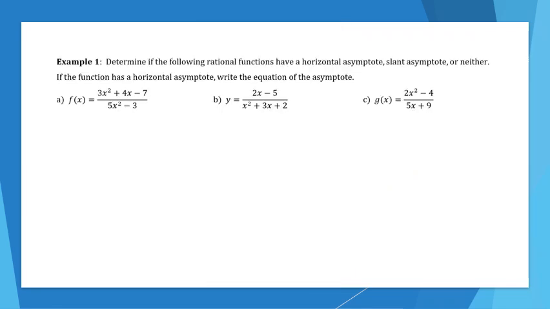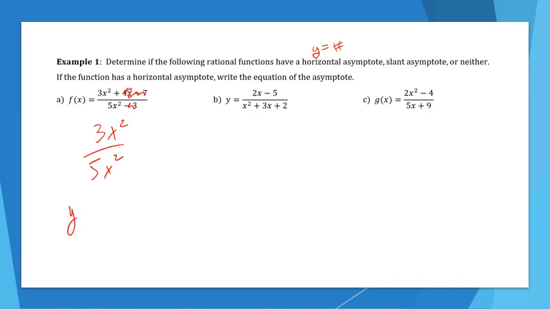All right, so example 1, determine if the following rational functions have a horizontal asymptote, a slant asymptote, or neither. If it has a horizontal one, write the equation of it. And so remember, equations of horizontal asymptotes are in the form of y equals a number. It'll either be just a ratio of the coefficients if it's equally heavy, or 0 if it's bottom heavy. So let's do these together. The first one, our leading terms are just going to be 3x squared over 5x squared. This is equally heavy, so we take a ratio of the coefficients.